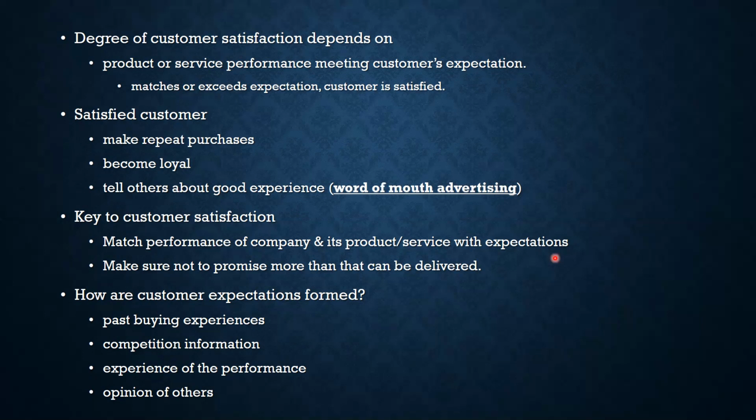Now, how are these customer expectations formed? Customers form their expectations of a product or service from past buying experiences, competition information, their experiences of the performance of the product or service, and the opinions of others.